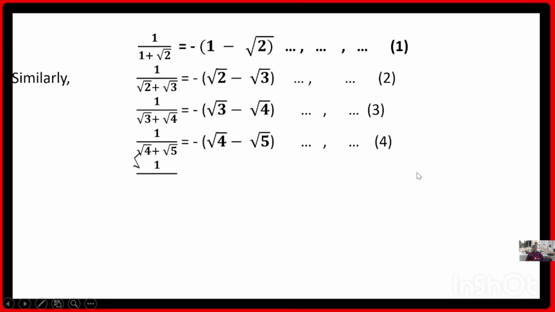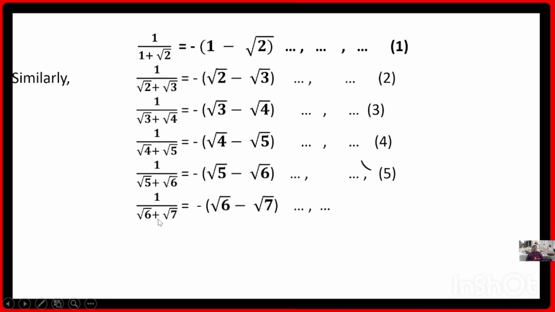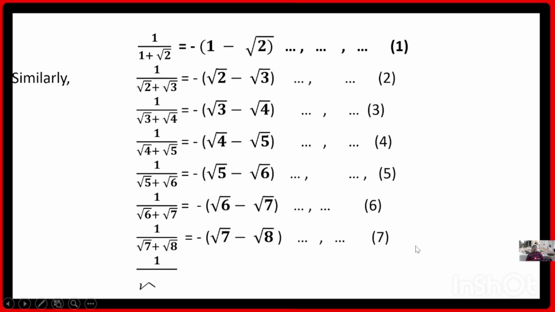Okay, similarly, if you get the next term also, 1 upon root 5 plus root 6, what is that? Minus of root 5 minus root 6. In the same process you can continue: 1 upon root 6 plus root 7 is minus of root 6 minus root 7. 1 upon root 7 plus root 8 will be minus of root 7 minus root 8. And the last term, 1 upon root 8 plus root 9, is minus of root 8 minus root 9.